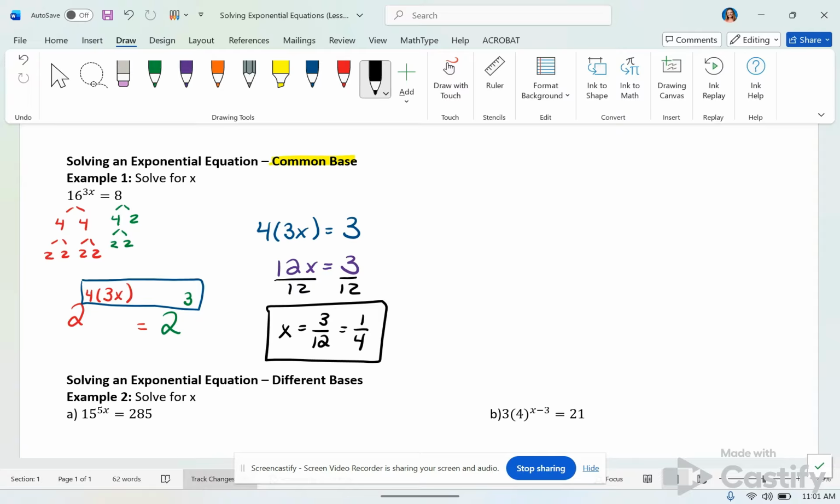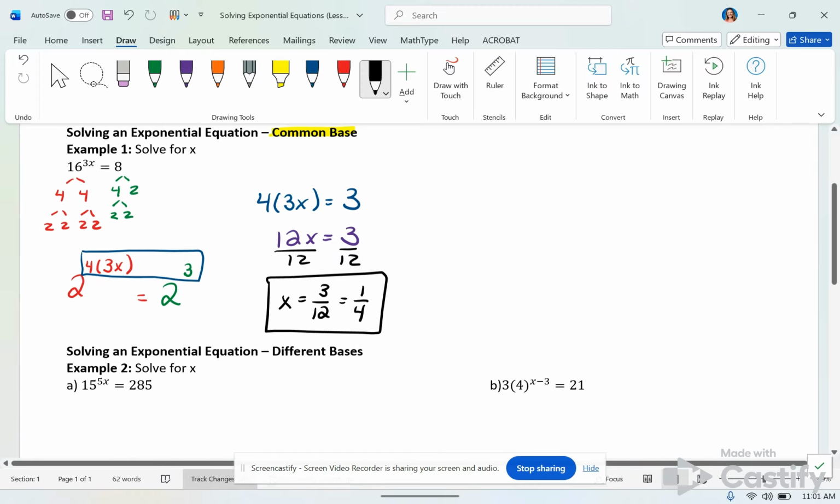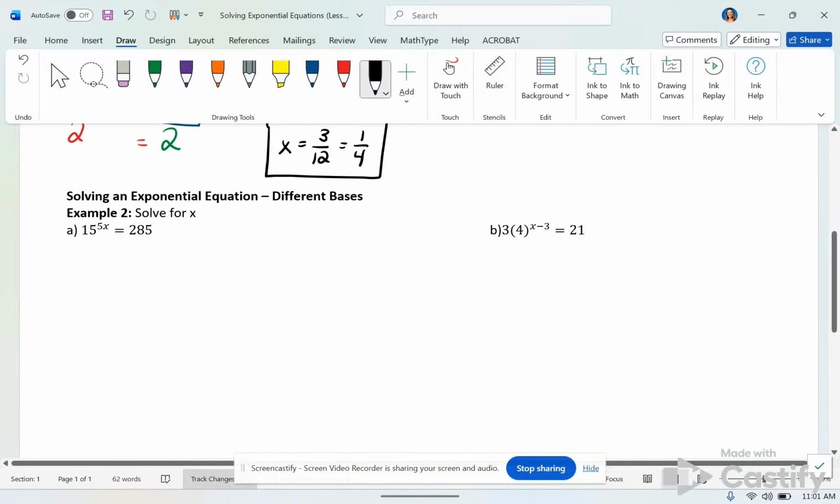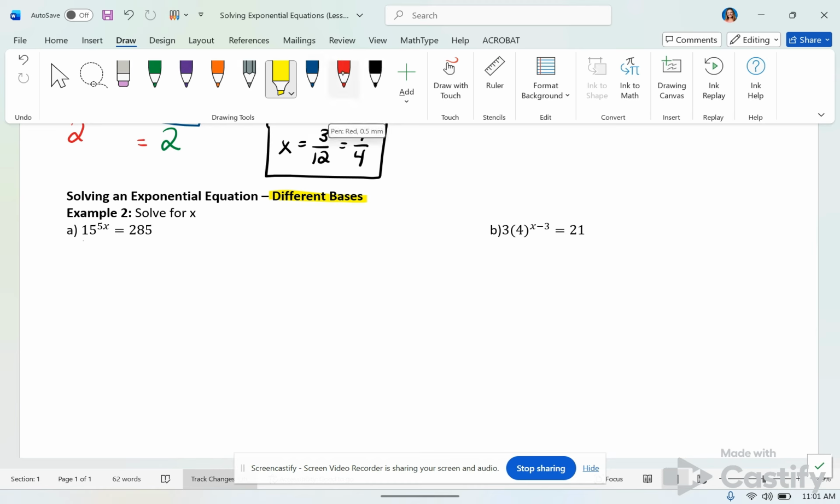Perfect. However, now we're going to look at some that we can't get a common base. So for instance, 15 to the 5x in example 2 does not equal 285. So there is no common base between those two. So we have to come up with another way to solve. What I'm going to show you now works 100% of the time. So if you don't want to ever get a common base on the next test, you don't have to. But you can if you want, if you find it easier. But there will be some examples where they're different.